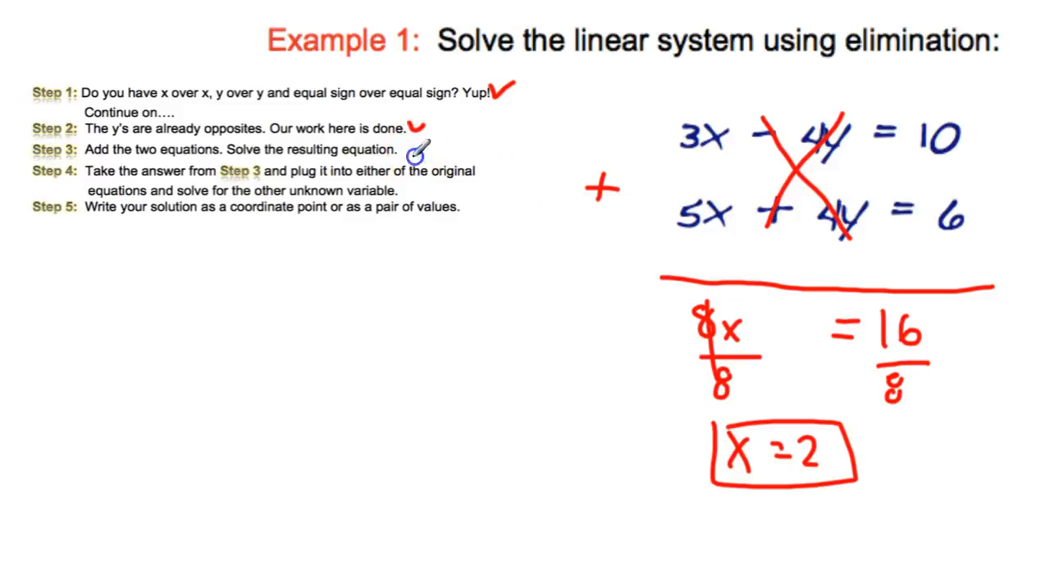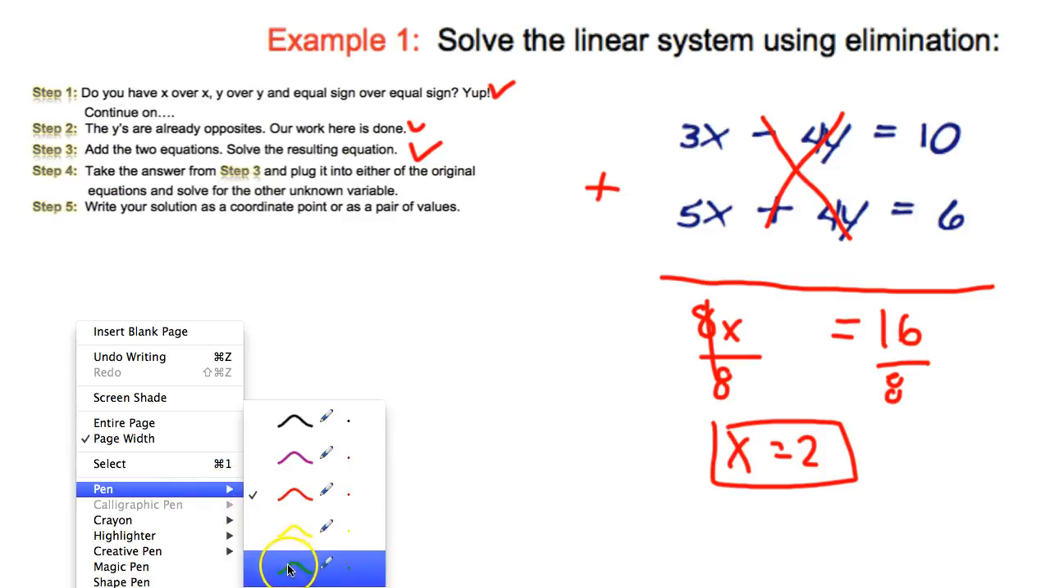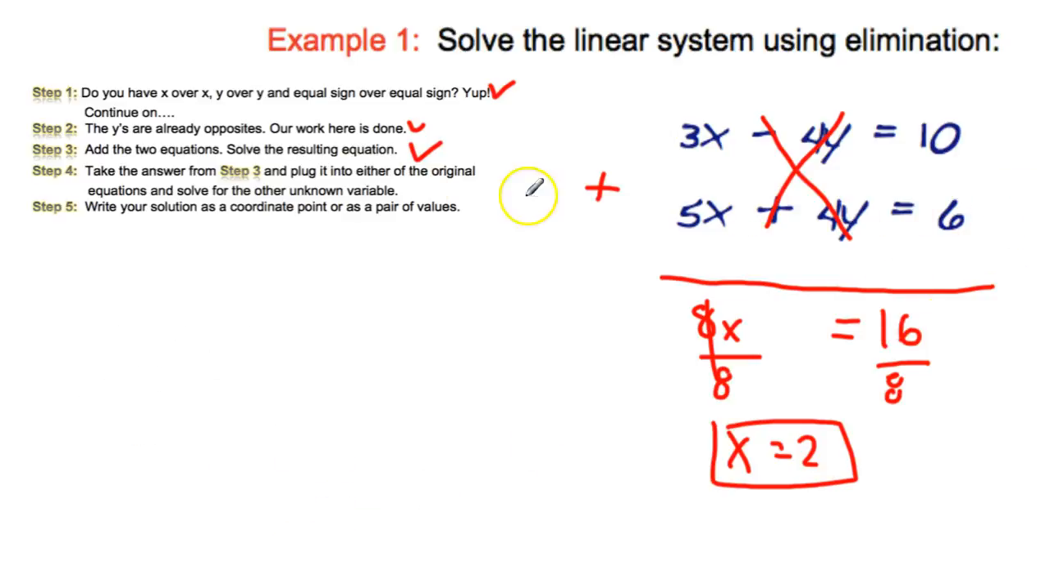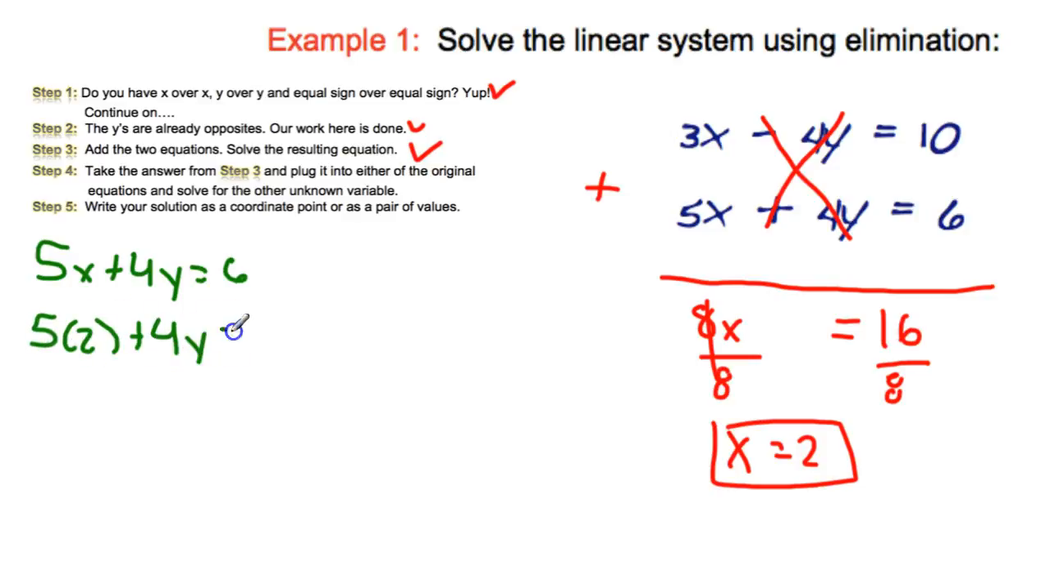Wow, done. So our x is 2. Now we have to take this answer and plug it into either of these equations. It does not matter which one we use. I'm going to use the bottom one just because there's no negative numbers, and I don't like those. So we have 5x plus 4y equals 6. This says x equals 2, so I'm going to put 2 in for x. 5 times 2 plus 4y equals 6. 5 times 2, that's 10, plus 4y equals 6.